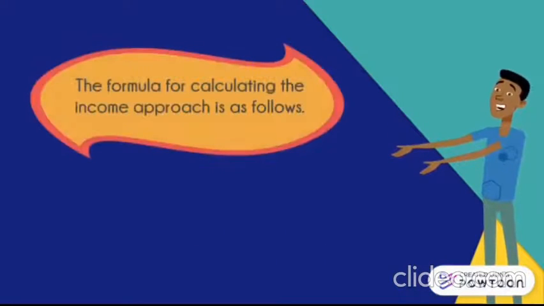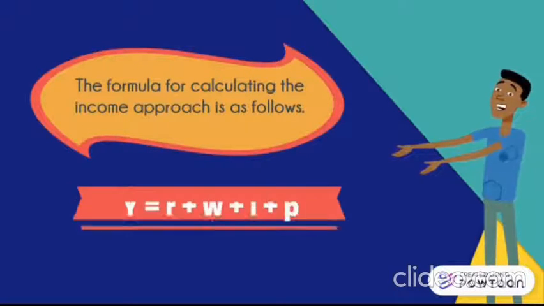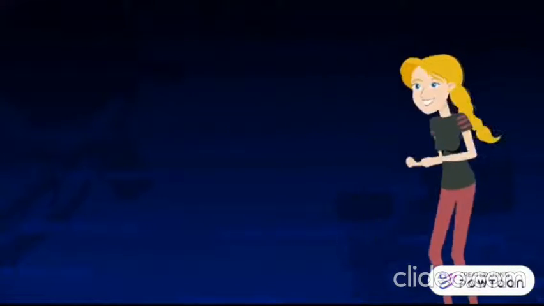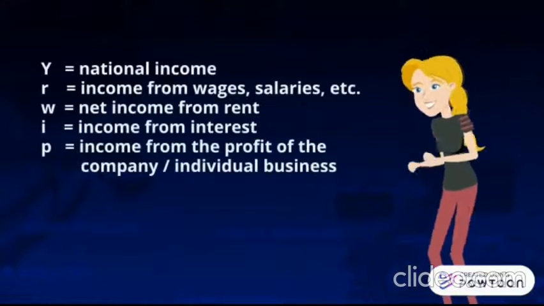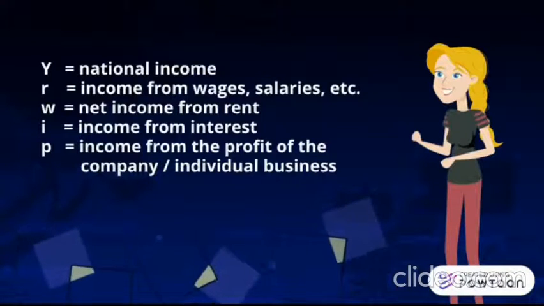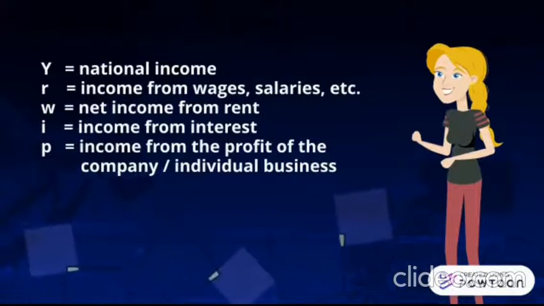The formula for calculating the income approach is as follows. You can see the formula below. Y is national income. R is income from wages, salary, etc. W is net income from rent. I is income from interest. P is income from the profit of the company or individual business.